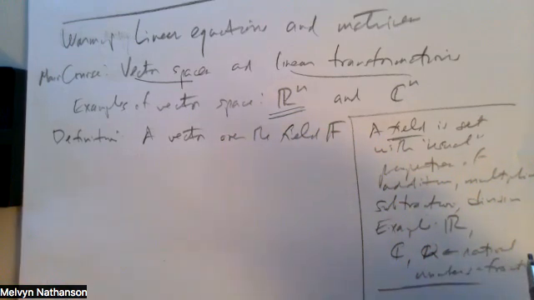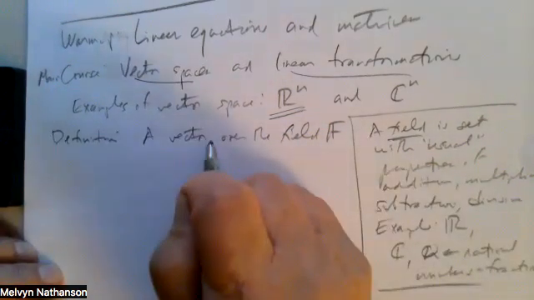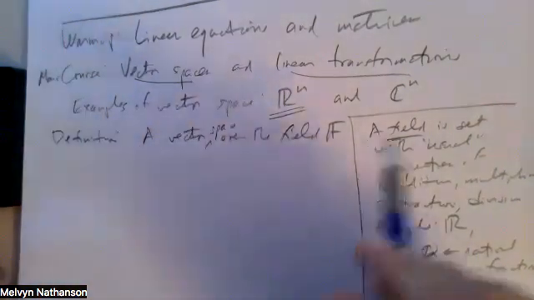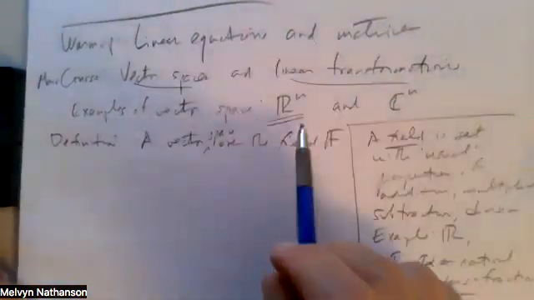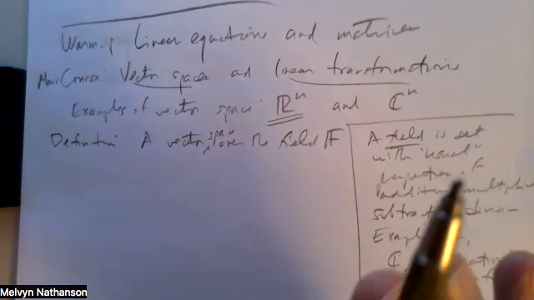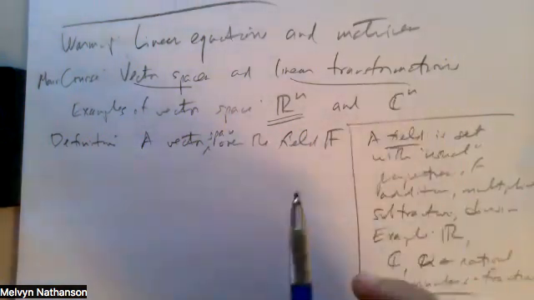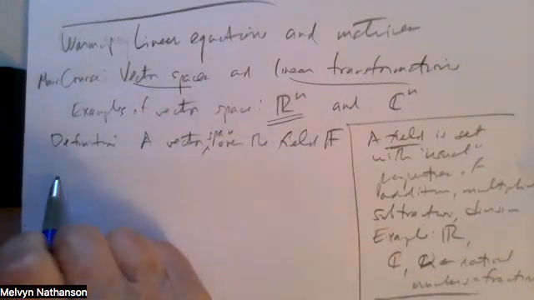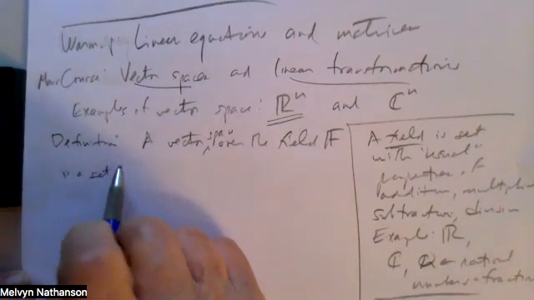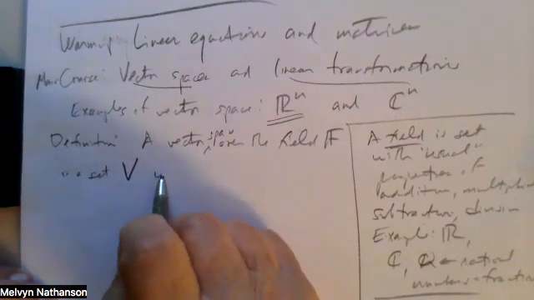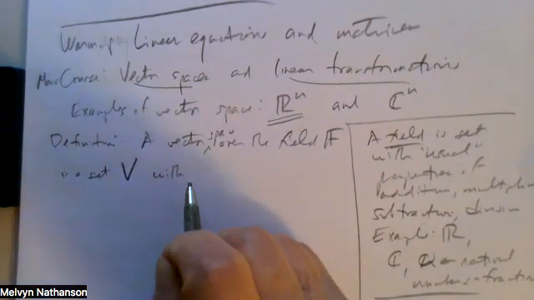But in general, for a vector space, you have to give a certain set and a field. And for Rn, the field is the real numbers. For Cn, the field is the complex numbers. But a vector space, so you have to specify a field along with your vector space. And a vector space over the field F is a set V, whose elements are called vectors, with two operations.